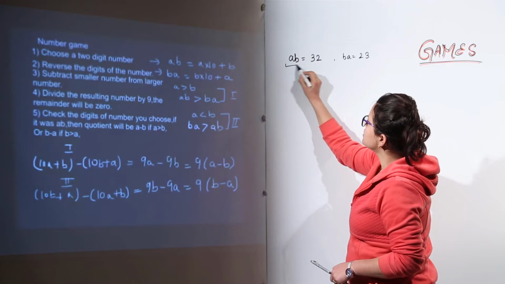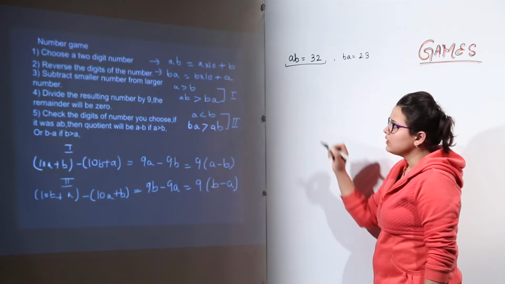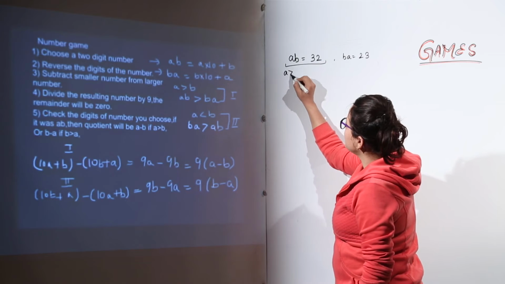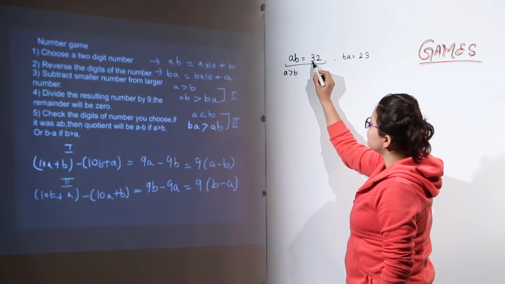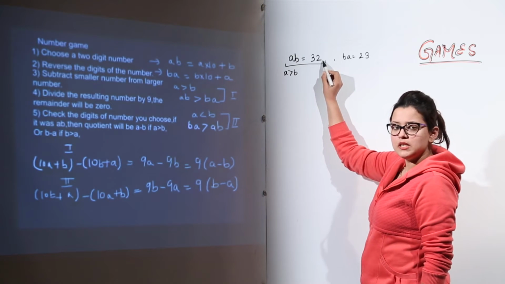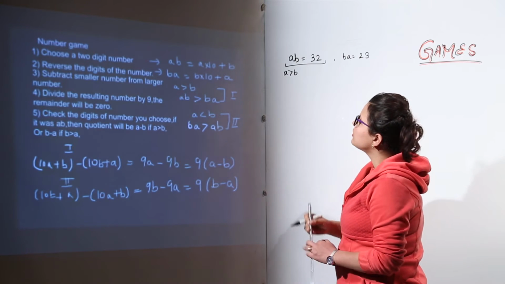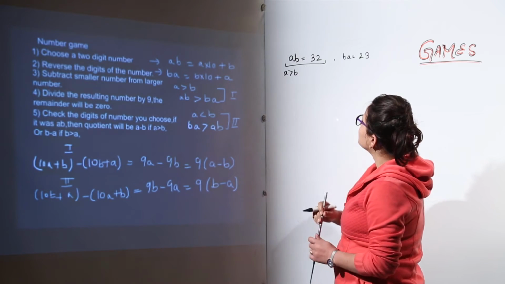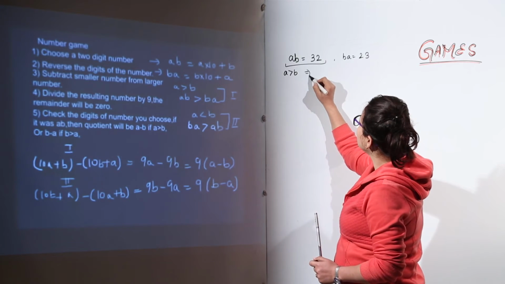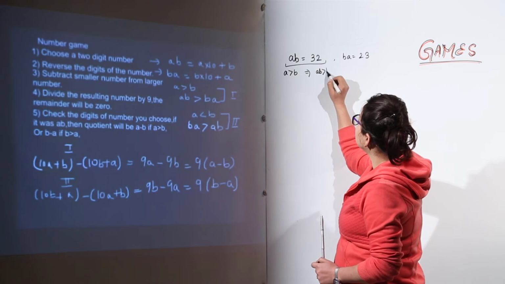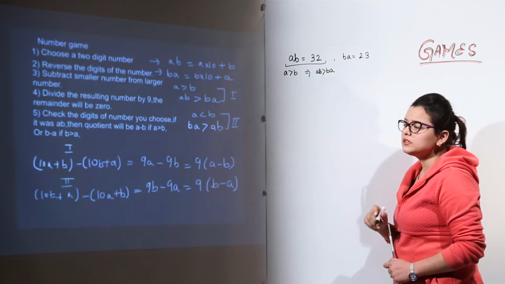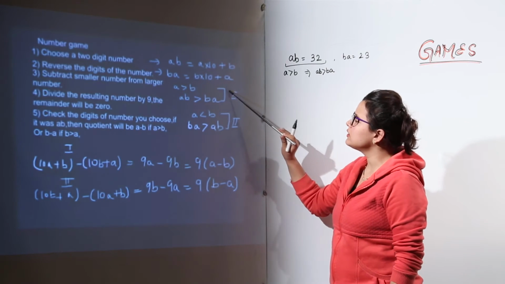That means the original number that you have taken is deciding if A is greater than B. Over here, what is A? 3, and B is 2. So 3 is greater than 2. That means which one out of both will be greater? If this is the case, AB is going to be greater than BA. Clear? So that is what I have shown in this case.